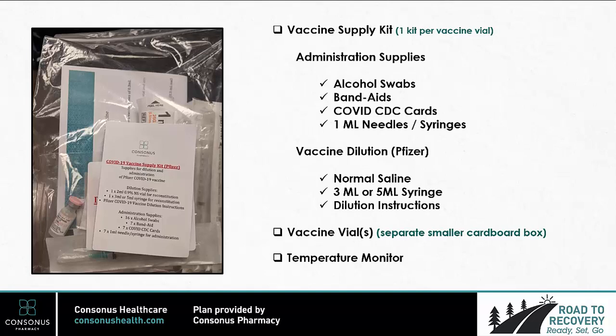Inside the styrofoam cooler will be a vaccine supply kit in a Ziploc bag for each vaccine vial ordered. The kit will contain administration supplies needed to vaccinate, including alcohol swabs, Band-Aids, CDC cards, and vaccination syringes. There will also be a separate Ziploc bag inside the supply kit that contains the vaccine dilution supplies for the Pfizer vaccine. That includes normal saline, dilution syringes, and dilution instructions.